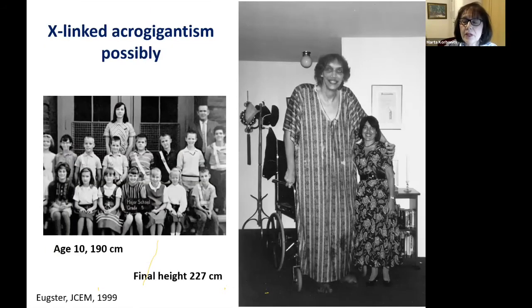And this is another patient, a female patient. Again, we don't have her DNA, but it is very likely that she had the same disease. Here you can see this patient at the age of 10 years. She was already 190 centimeters. These are together with her classmates, and this is a teacher. She's the same height as the teacher. And she ended up being 227 centimeters. But as you can see, she needs a wheelchair to move around. It's really a cruel disease to have gigantism.